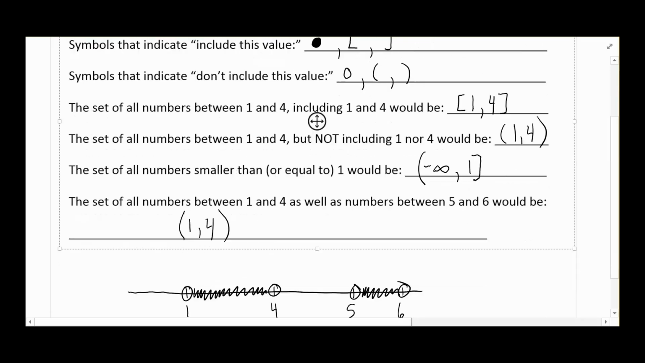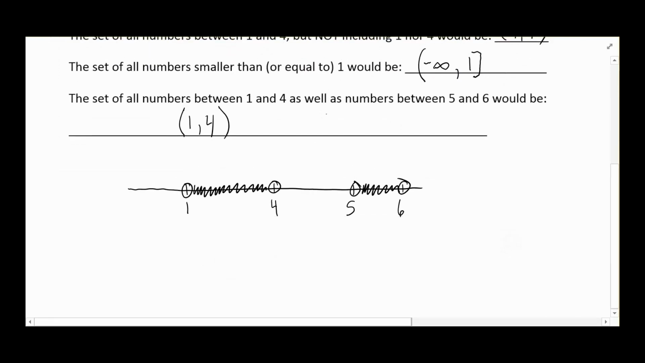The second interval has a left endpoint of 5 and a right endpoint of 6, also parentheses for both. And the symbol we're going to use between those two intervals to represent the fact that I want both of them in my final answer is the union symbol.